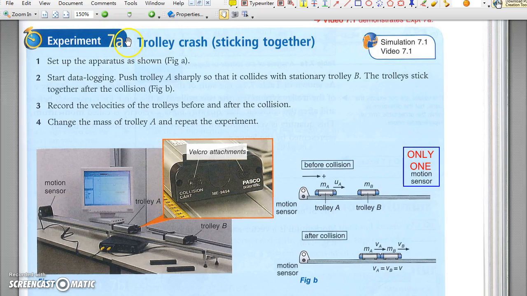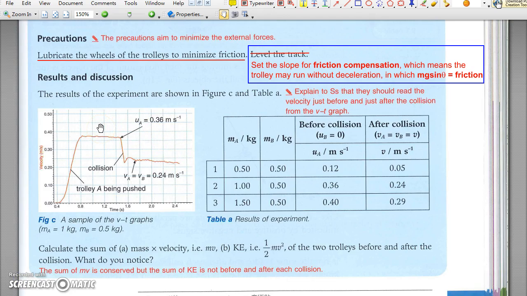Experiment 7a, Trolley crash, sticking together. In this experiment, a moving trolley A collides with a stationary trolley B and then they stick together and travel with a common velocity. Just one motion sensor is enough to detect the velocity of A before and after collision. The velocity is positive when trolley A is leaving the motion sensor and negative if the trolley is moving towards the motion sensor. Reading the velocity time graph is important.